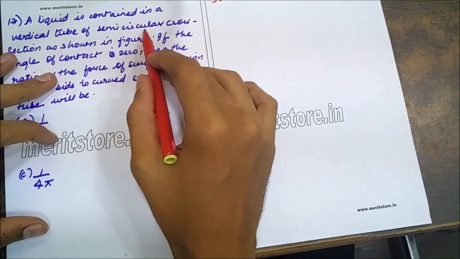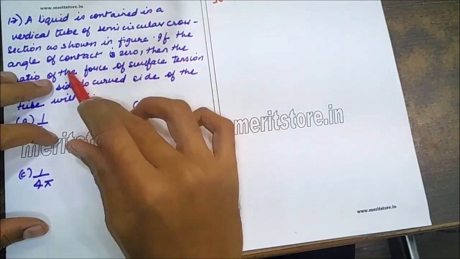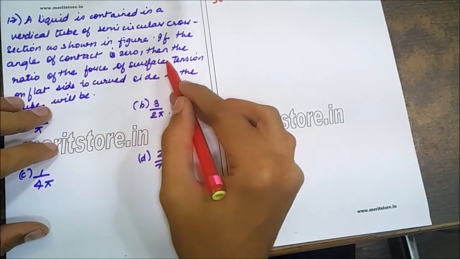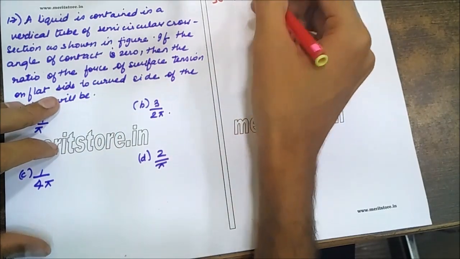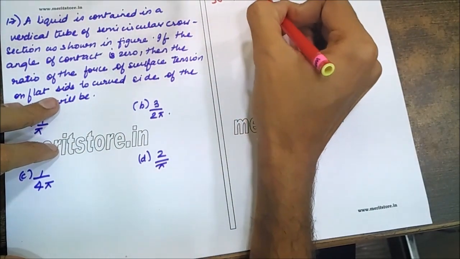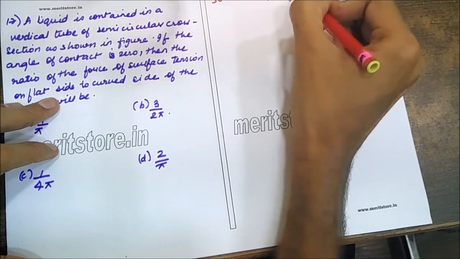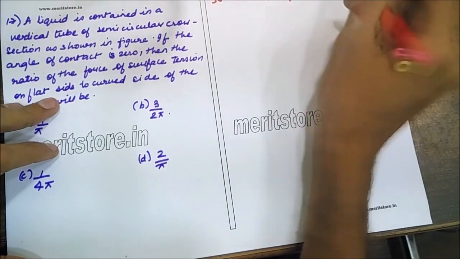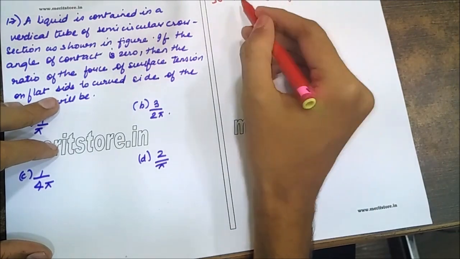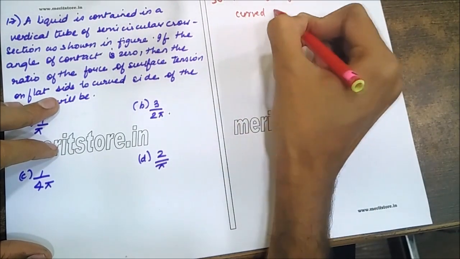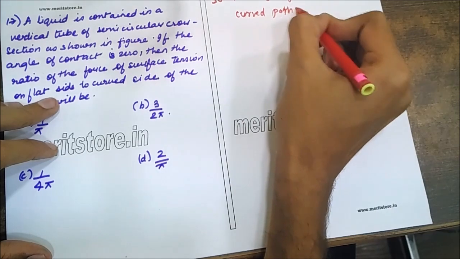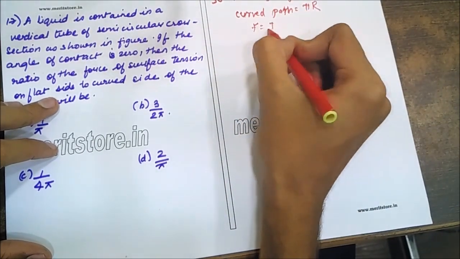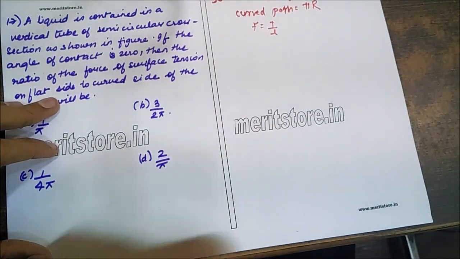So we have a liquid contained in a vertical tube of semicircular cross section. If the angle of contact is 0, then we will be finding the ratio of the force of surface tension on the flat side. The effective length on the flat side is equal to twice the radius, 2r. The effective length on the curved part is equal to pi times r, so that is pi r.